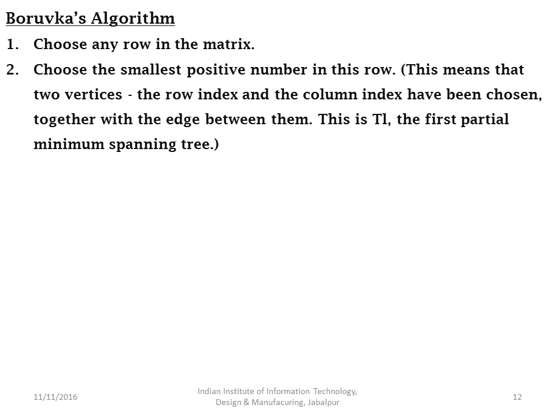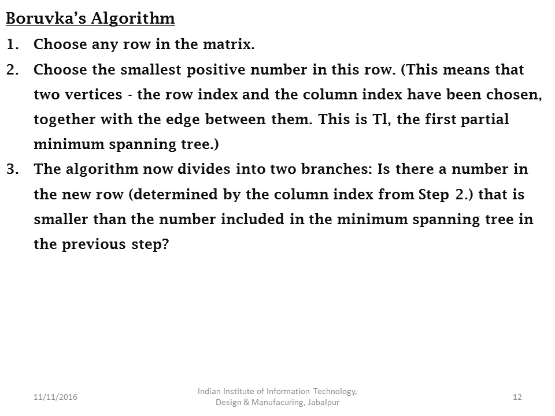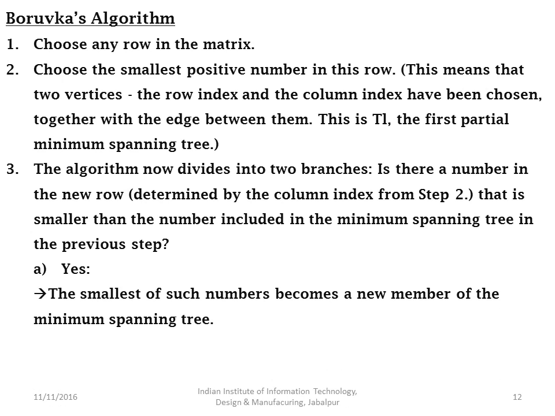As we have already stated, in the minimum spanning tree problem we can select any edge at start. So we select any row in the matrix, then choose the smallest positive number in this row. This means that two vertices, the row index and the column index, have been chosen together with the edge between them. Consider this as T1. This is the first partial minimum spanning tree.